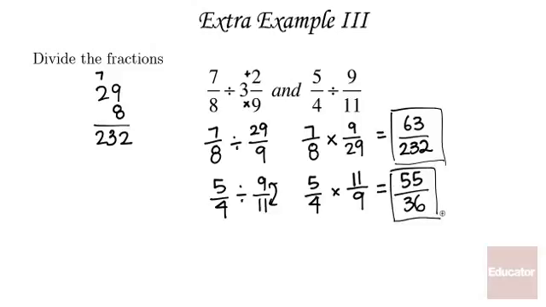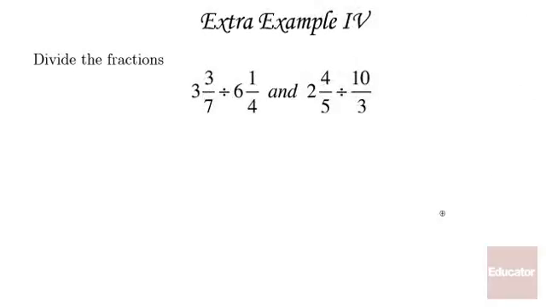Okay. So the next couple of examples, I have 3 and 3 over 7 divided by 6 and 1 over 4. These are both mixed numbers, so I have to convert them to improper fractions. I take my denominator of 7, multiply it to my whole number, and then add the numerator. So 7 times 3 is 21, plus 3 is 24.